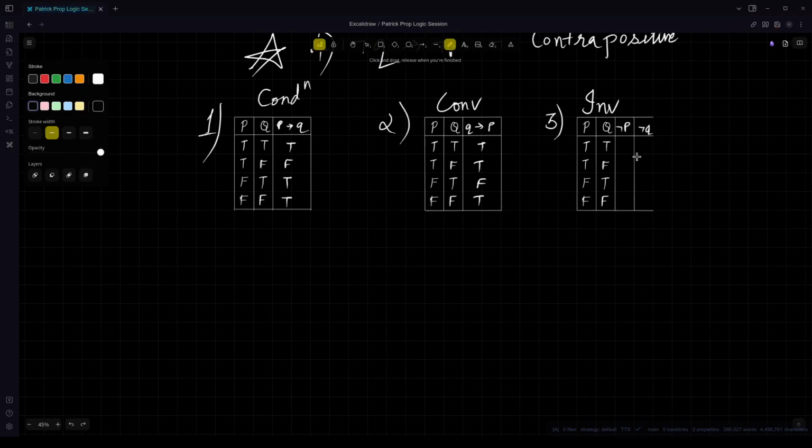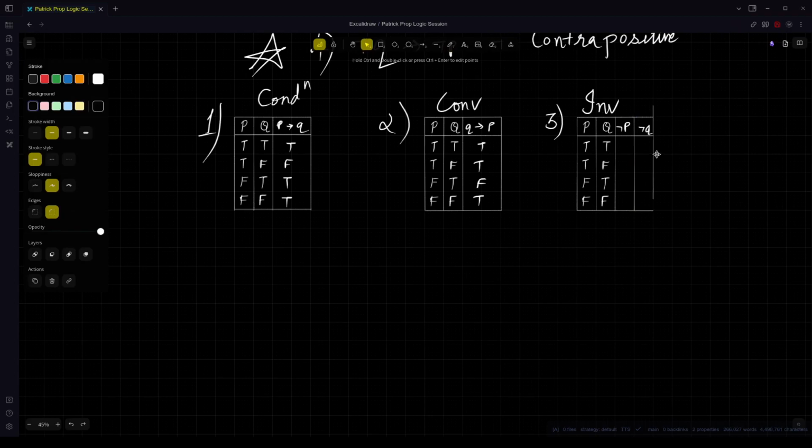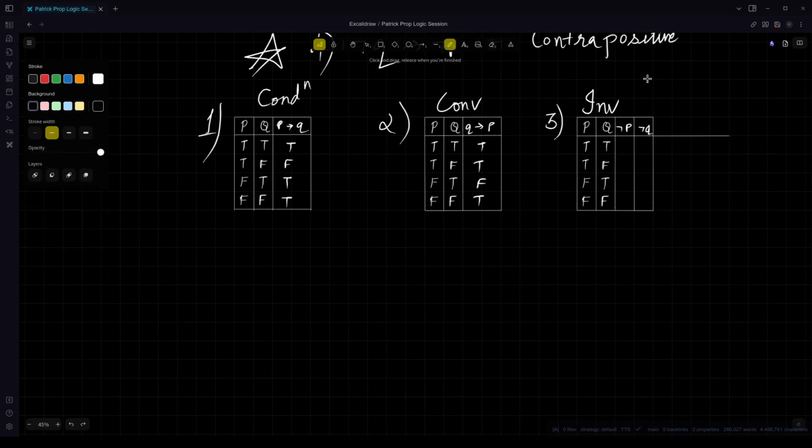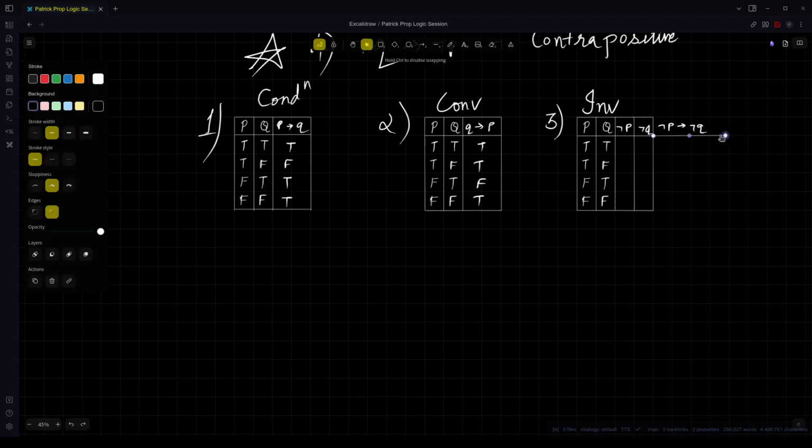And then what you do is, one sec. You have not P implies not Q, right? Yes. Okay, so I'll just make the table. Just give me a sec. I wasn't expecting that, so I'm running out of paper on the side.